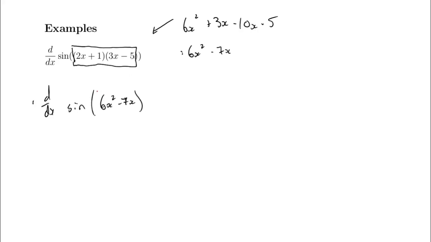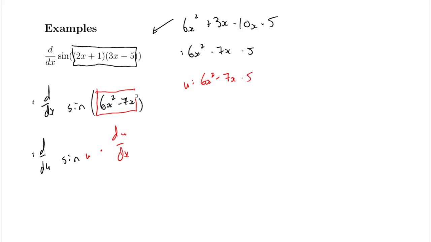And now this is a pretty straight chain rule problem. u is equal to 6x squared minus 7x. So we do the derivative with regard to u of sine of u times du over dx. Oops, I forgot my 5. There we go. So let me put that in here. Give myself a little bit extra space. I got a little ahead of myself.